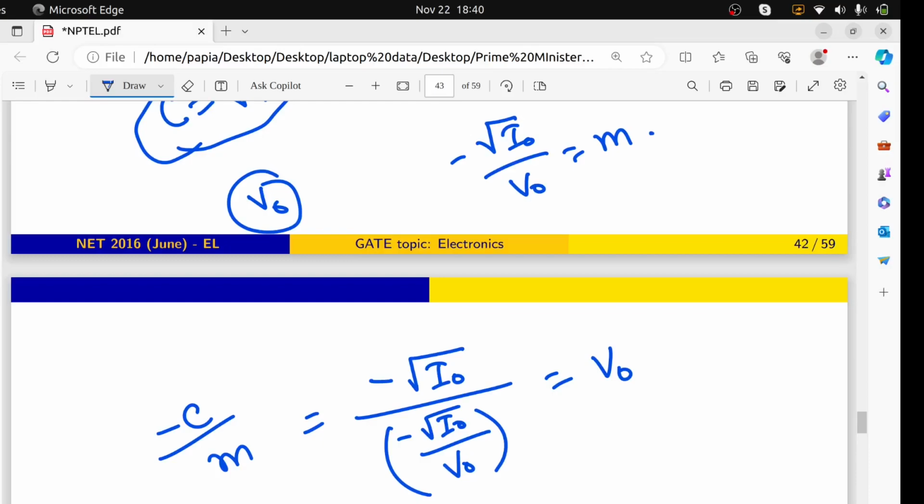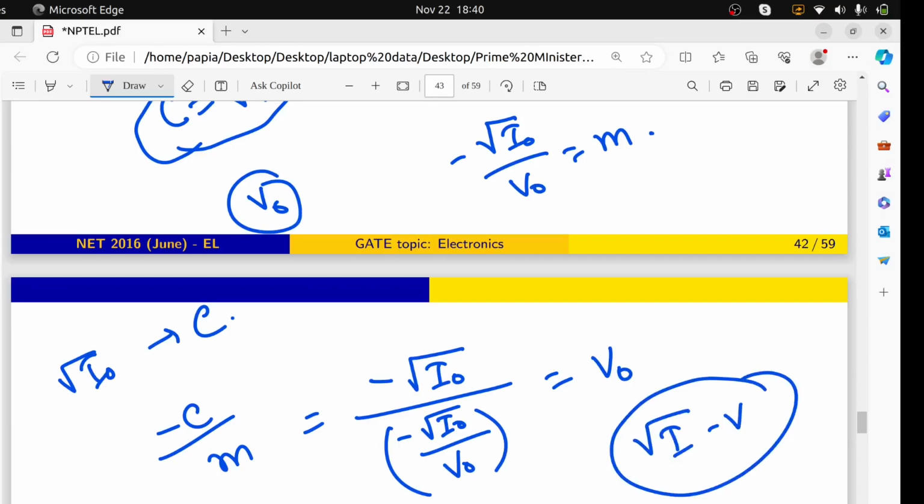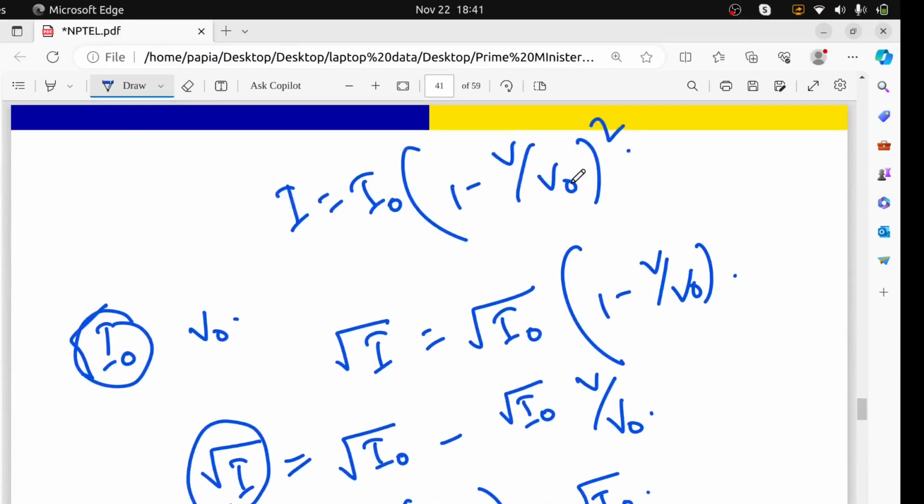That means our root over I0 is coming from the intercept c directly, and the v0 is coming from the negative ratio of intercept and slope, when the plot will be between root over I and V. Is it clear? Yes, ma'am. Okay. Now just see the options here.